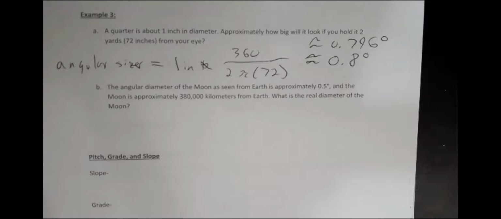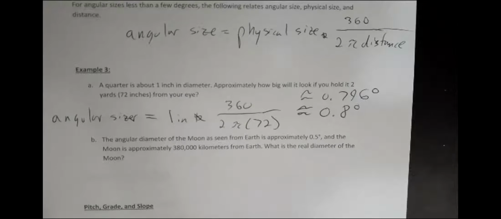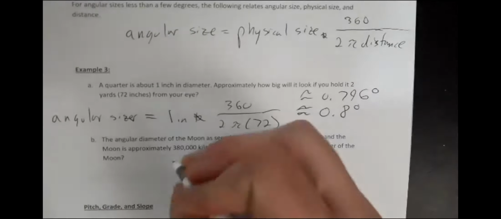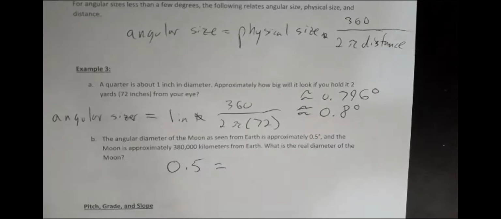And we want to look at this. We have this formula, angular size equals physical size times 360 over 2 pi distance. We know the angular diameter, that is the angular size that they're giving us, is 0.5. So we know this is 0.5. So do we know what physical size is?